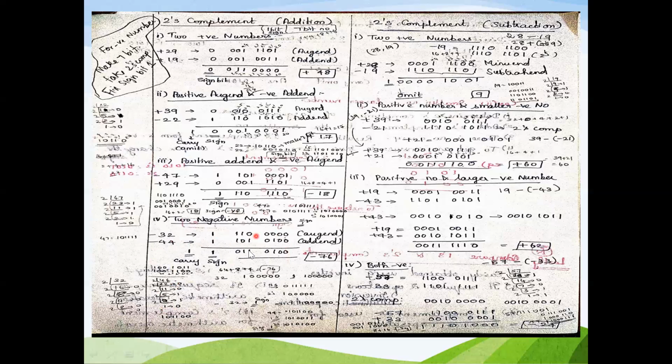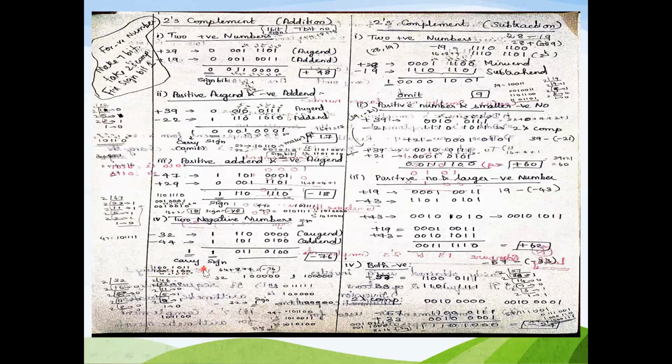So add all those numbers; the sign bit is 1 and the carry is 1. When you get the sign bit as 1, usually you take the 2's complement once again for this result. So 0110100: if we take the 1's complement, we get 1001011. For the 2's complement, we add 1 again, so we get 1001100.